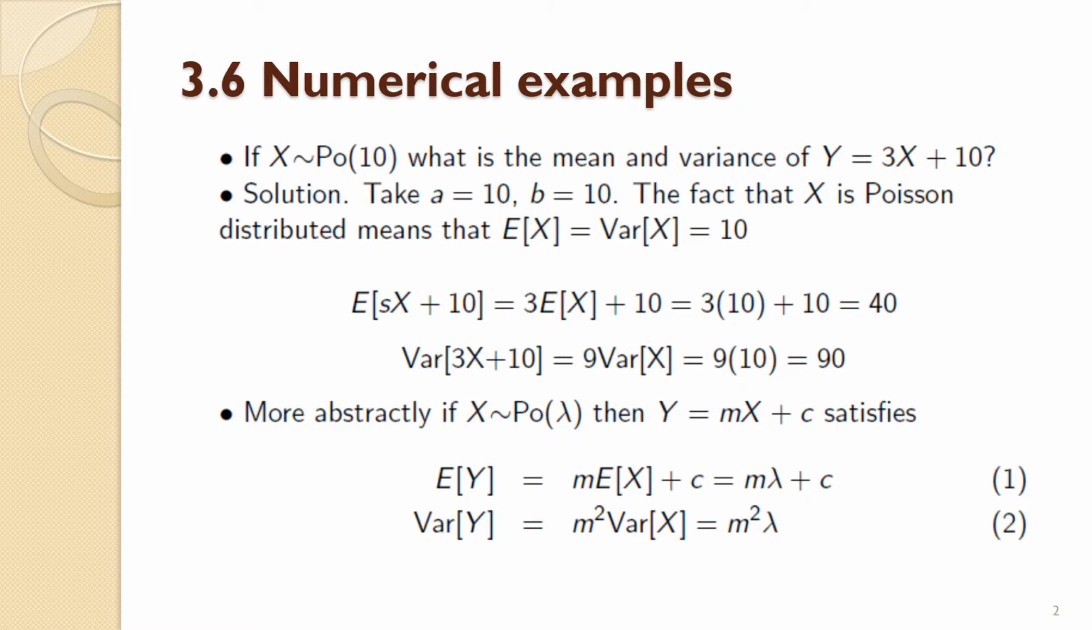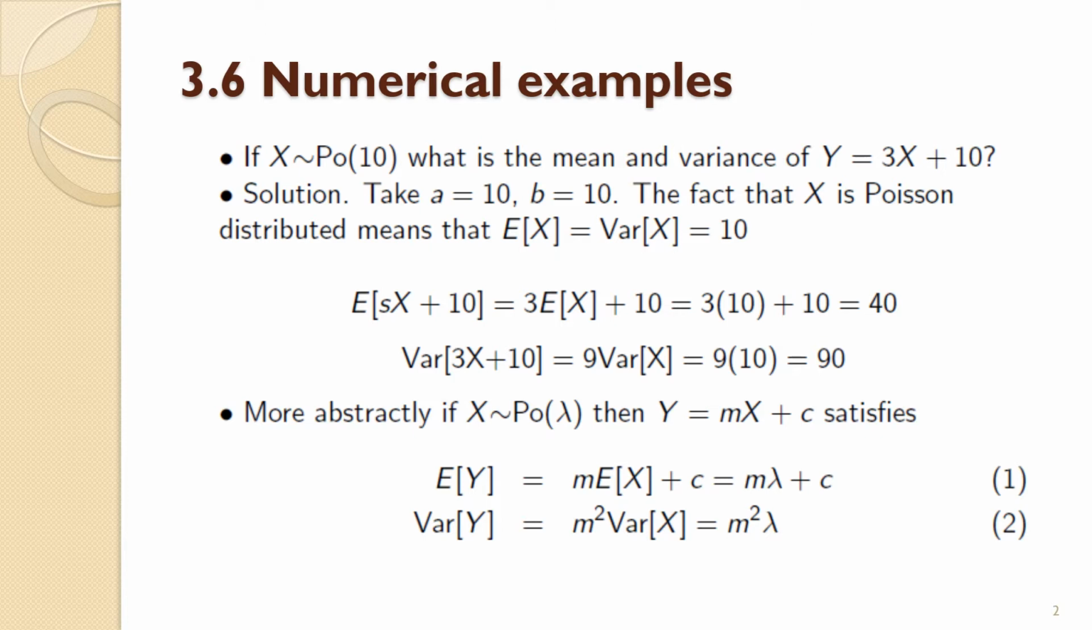So I want to give you some numerical examples of this. The term linear function can look a little bit complicated, but it really isn't. You're given an example in the first part of the slide. If x is Poisson distributed with parameter 10, what is the mean and variance of y equals 3x plus 10? So all you would do is take a equals 3, b equals 10.